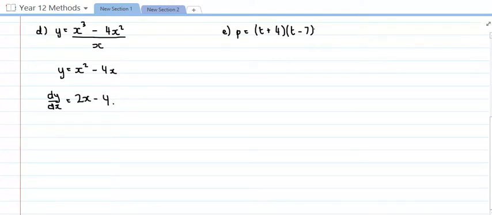And the last one, again, we didn't really have a rule to help us with differentiating something like this. So we've got a function multiplied by another function. We were able to do it when it was multiplied by a constant, but that's not so good in this particular situation. So first thing I'm going to do is expand out the brackets. So it becomes t squared, then we've got minus 7t and plus 4t makes it minus 3t and minus 28, which we can then differentiate. So we get dp dt equals 2t minus 3.